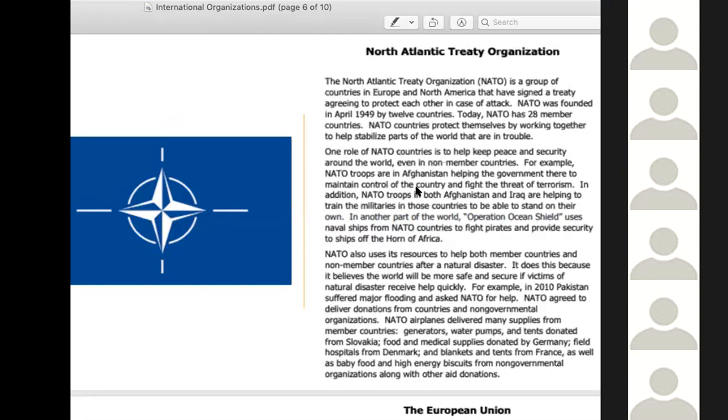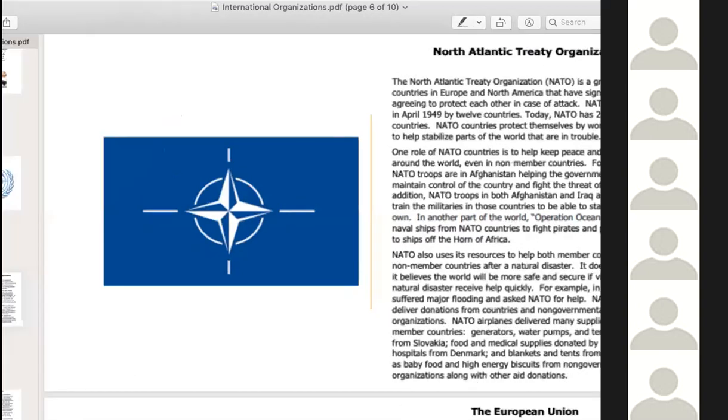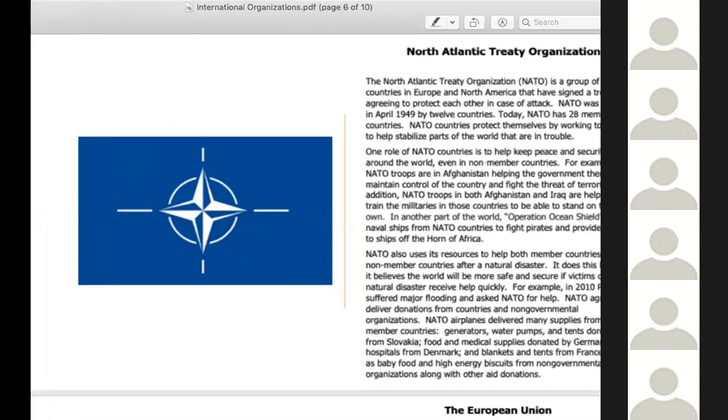One role of NATO countries is to help keep peace and security around the world, even in non-member countries. For example, NATO troops are in Afghanistan helping the government there to maintain control of the country and fight the threat of terrorism. In addition, NATO troops in both Afghanistan and Iraq are helping to train the militaries in those countries to be able to stand on their own. Naval ships from NATO countries fight pirates and provide security to ships off the Horn of Africa.